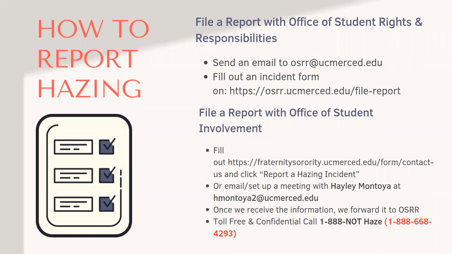How you can report hazing. You can fill out a form with the Office of Student Rights and Responsibilities and send an email to osrr@ucmerced.edu. You can fill out the incident form with the following link. File a report with the Office of Student Involvement. You fill out the following link, or email and set up a meeting with Haley Montoya, hmontoya2@ucmerced.edu. Once we receive the information, we forward it to OSRR. Or if you don't feel comfortable sharing your incident, then you can call this number, 188-NOT-HAZE, and keep it all confidential.